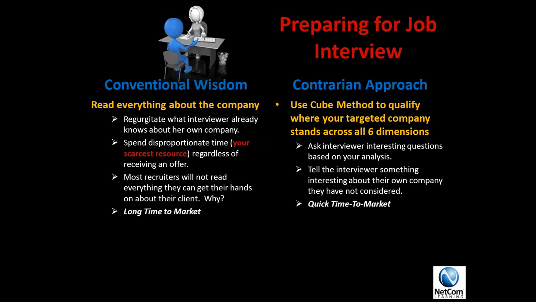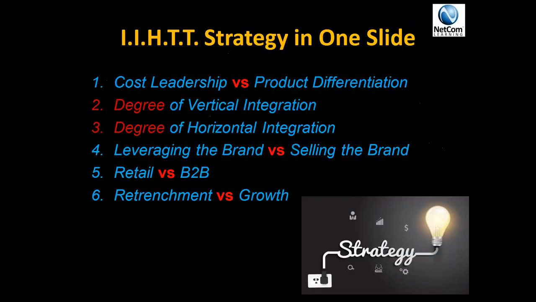Why? Because everyone has 24 hours in a day. Rich, poor, in between, that is the one great common denominator. And also, if you take this approach to prepare for a job interview, it's a long time to market. It might take you 6 to 8 hours of reading. Now let's talk about this contrarian approach. If you use the cube method to qualify where your targeted company stands across all 6 dimensions, you could ask the interviewer interesting questions based on your analysis, and then you could tell the interviewer something interesting about her own company that she may not have considered before. And of course, as we will see, this approach has a very quick time to market, and it certainly takes far less time than reading everything you can get your hands on about the company.